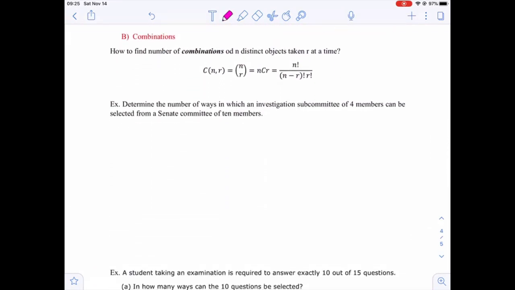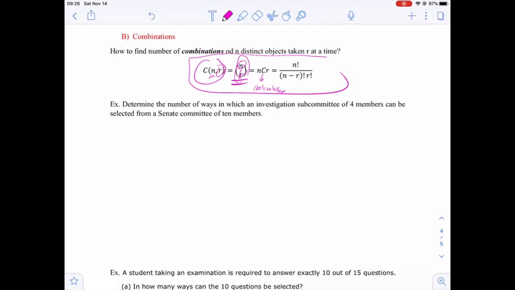Now combinations. Combinations here, order does not matter. So AB is the same as BA. For this concept, we use this formula, C(n, r), the combination of n objects taken r at a time. Sometimes we see the notation n over r, read as n taken r at a time. Or using a calculator, we see nCr, which means combinations of n objects taken r at a time.